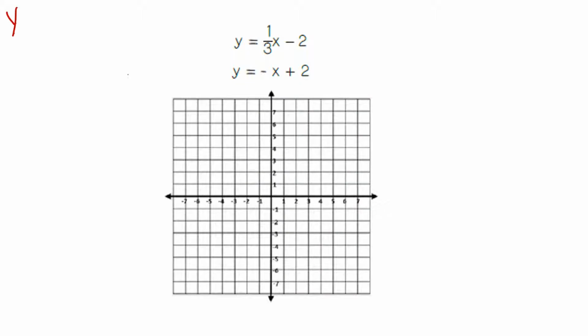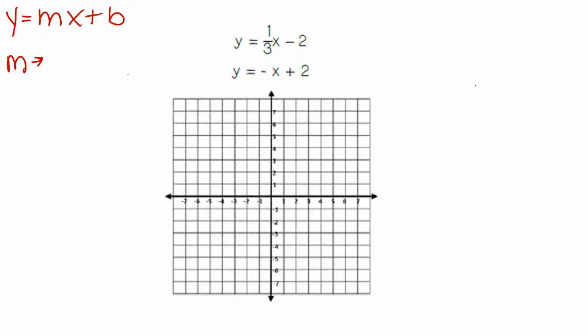For this problem, our first step is to make sure our equations are in slope-intercept form, that they match the pattern y equals mx plus b, and both of these equations do. Both y values are all by themselves on the left-hand side of the equal sign.